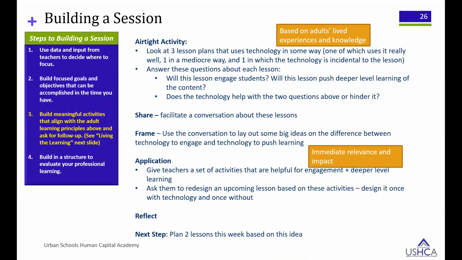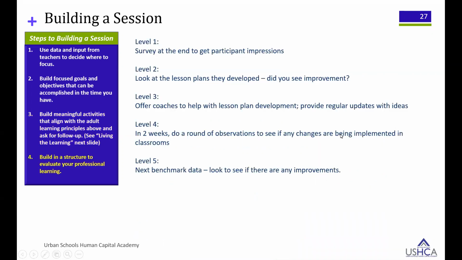Here, they build an airtight activity in which they look at 3 lesson plans that use technology in some way. One really well, one mediocre, and one in which technology is really incidental. The facilitator asks very strong questions about these 3 lesson plans that really get to the outcome that the facilitator is looking for. There's some time to share, frame, apply, reflect, and have next steps. Finally, there's a structure for evaluating professional learning. And the structure for evaluating professional learning still comes back to the idea of immediate relevance and impact.